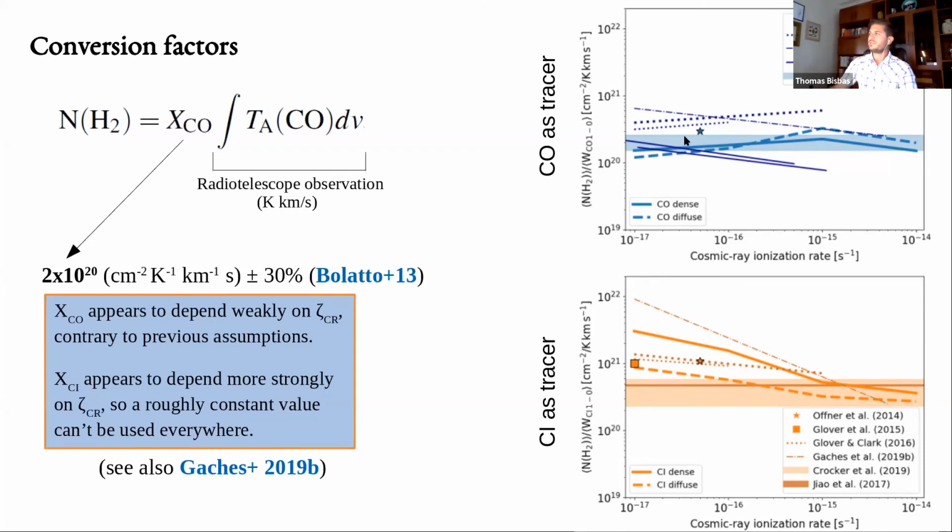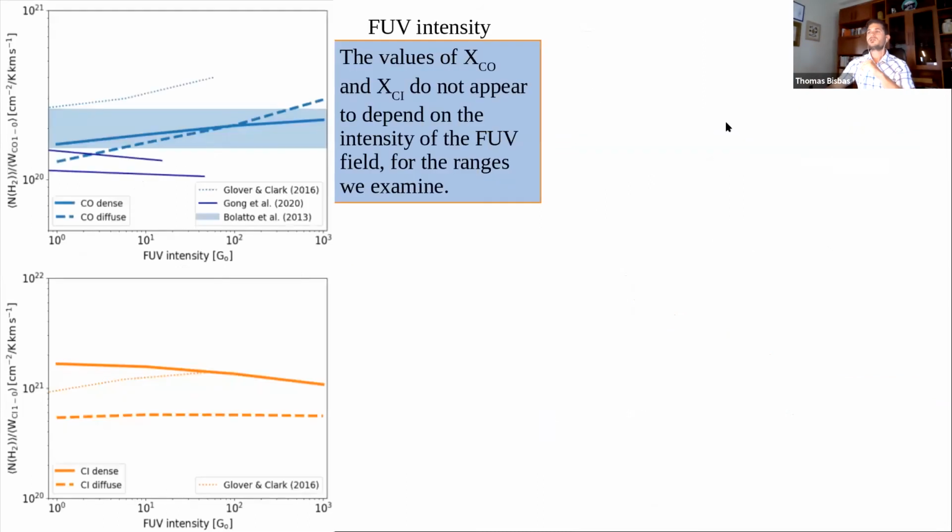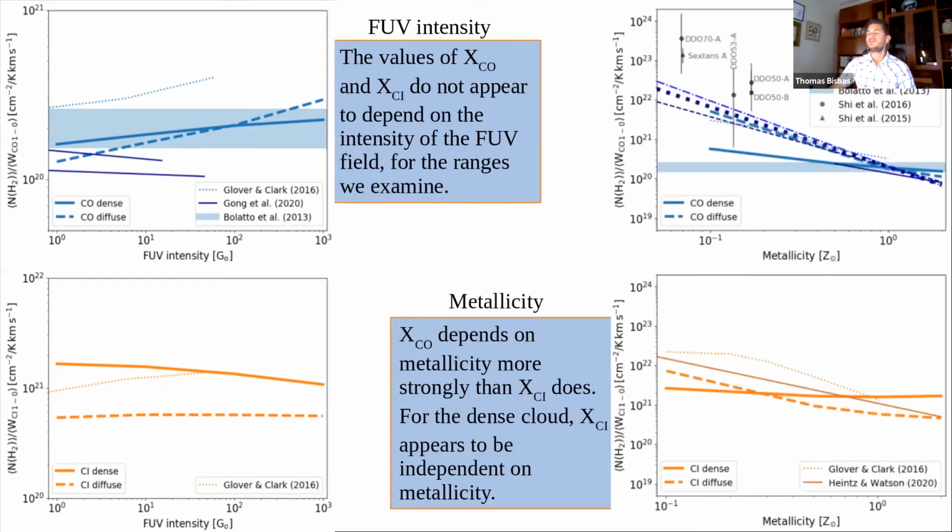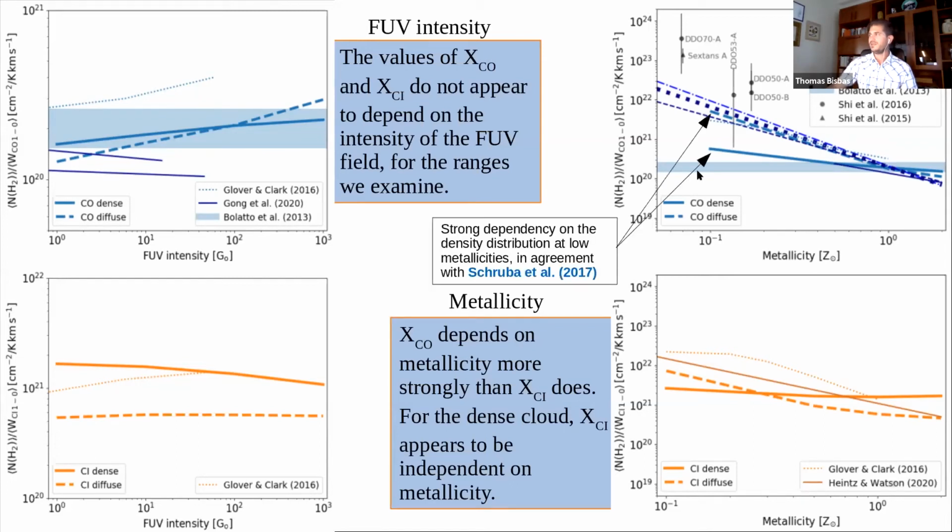So what we find is that the cosmic ionization rate does not really change the XCO factor. And also the FUV radiation does not change the XCO factor a lot, but when we go to metallicity, then we find strong differences there. When we go to subsolar metallicity, like 10%, as you see in this diagram, we have the solid line, which is the dense cloud, and the diffuse cloud is up here. So just because of the density, we have an order of magnitude or more difference in the XCO factor.